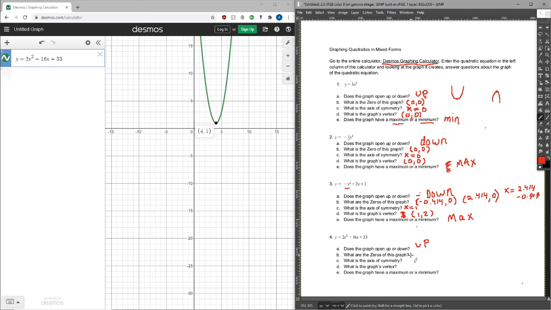What are the zeros of this graph? Okay, this is kind of a trick question. Do you see how, here's the x line, and we told you before that you find the zeros by where it crosses the x line. You find the zeros where it crosses the x line. And this graph never crosses the x line.